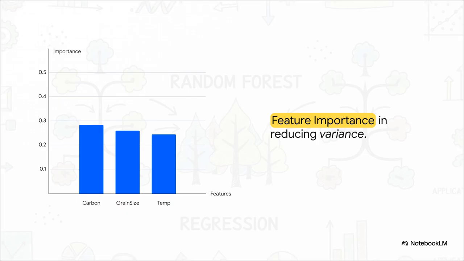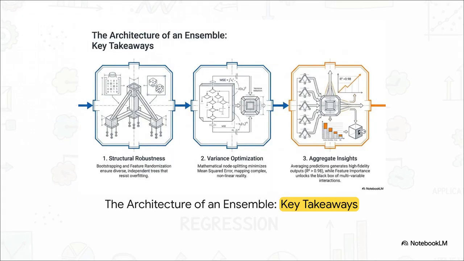But look what comes in a close second: grain size. This perfectly and entirely independently aligns with the established physical laws of the Hall-Petch relationship. The algorithm didn't just find some random correlation, it validated established physics without ever being programmed with the laws of physics. That is mind-blowing. All these mechanisms combine to give us 3 major architectural takeaways.